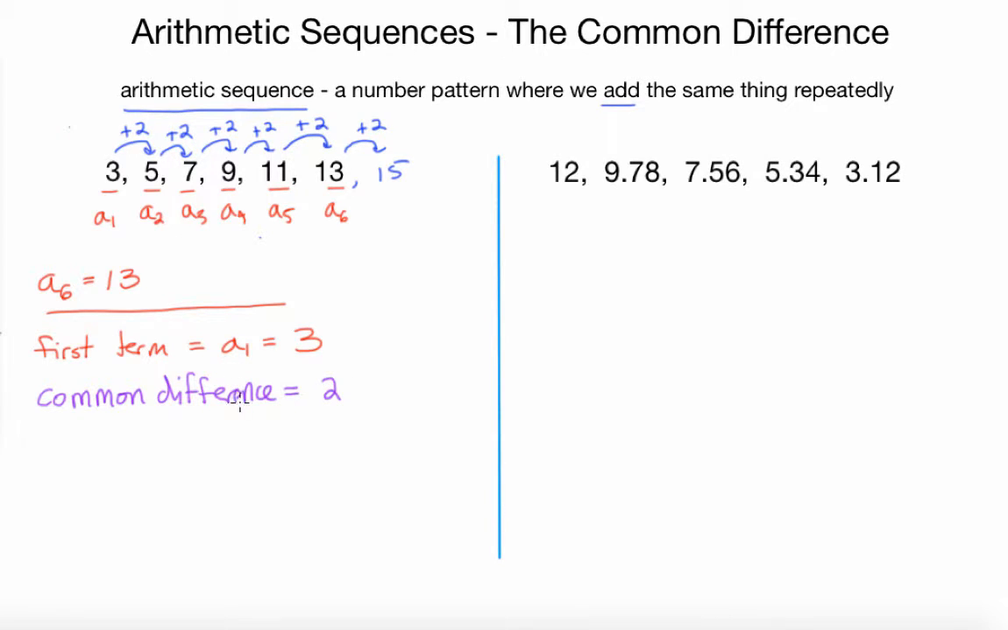I need an E there. Too bad I can't spell. All right, so we have the common difference is 2. The first term is 3. We can find the next term. The seventh term would be 15. It's a nice, easy one to start with. Let's take a look at another one that's a little bit trickier.